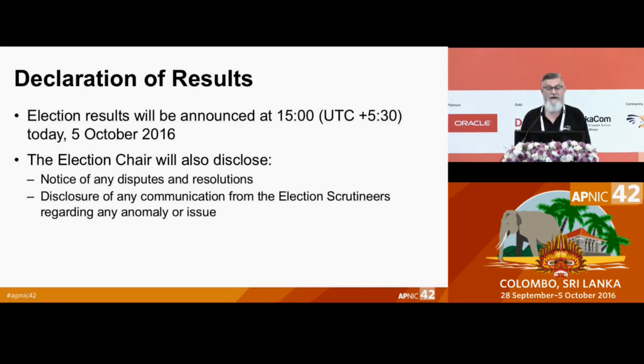Declaration of results. The election results will be announced at 3 p.m., 1500 local time, UTC plus 5.5, today the 5th of October, or thereabouts. The election chair will also disclose any notice of disputes and resolutions, and disclose any communication from the election scrutineers regarding any anomaly or issue. So that will all happen at 3 o'clock.